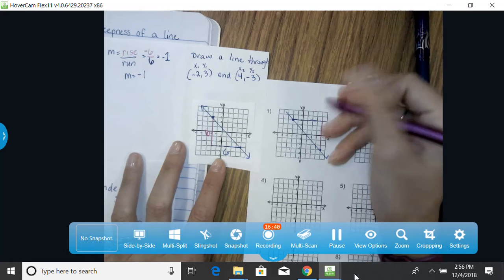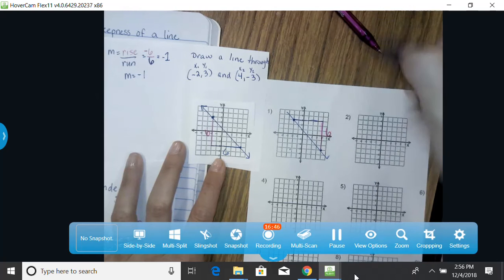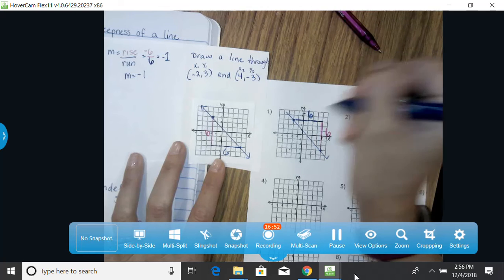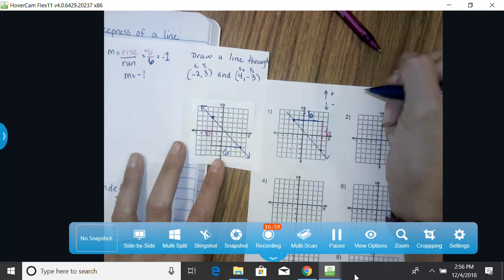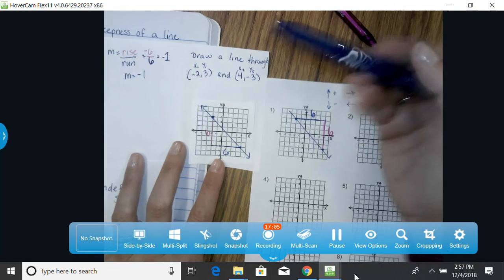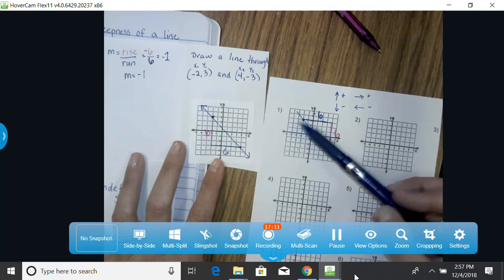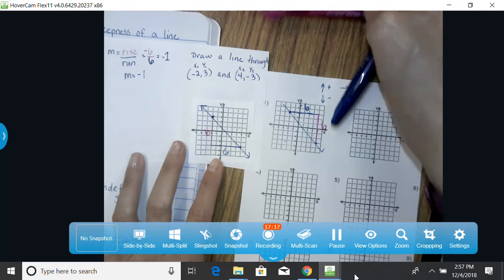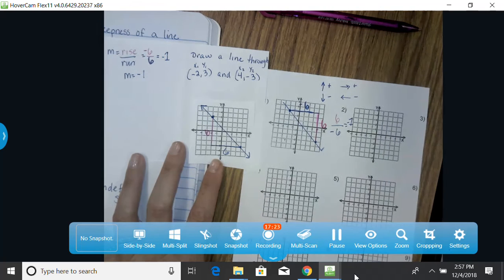I'm rising 6, which, if I'm rising, is positive, and I'm going back 6. Going back 6 is also negative. So going up is positive, going down is negative. Going right is positive, going left is negative. It doesn't matter if you fall and run to the right or if you rise and go back. This one would end up being rising 6, going back 6, which is also -1. You'll get the same thing either way.